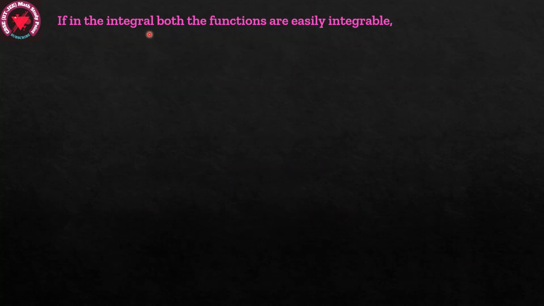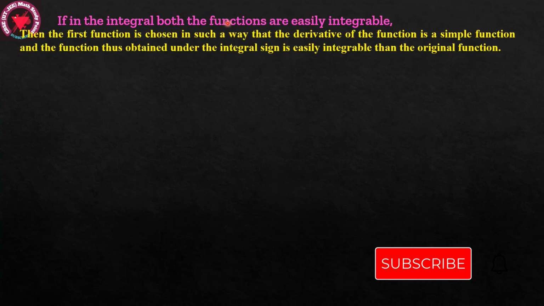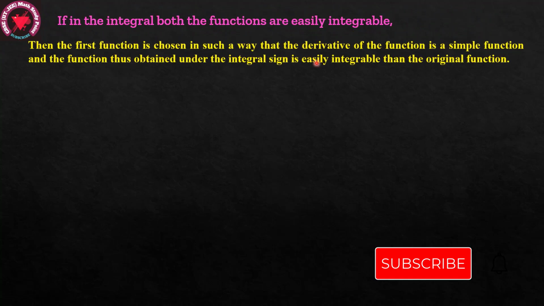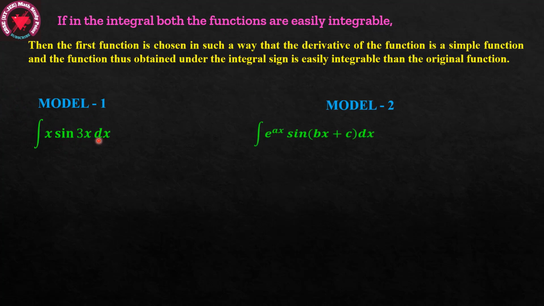If in the integral both the functions are easily integrable, then the first function is chosen in such a way that the derivative of the function is a simple function, and the function thus obtained under the integral sign is more easily integrable than the original function. I will explain this point clearly by taking two examples. See here, the first example is integral x sin 3x dx and the second example is integral e power ax into sin of bx plus c dx.